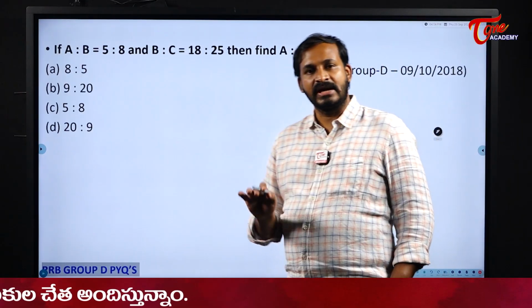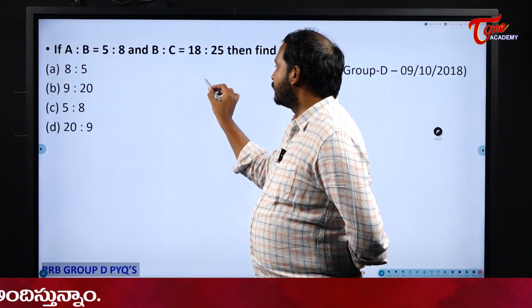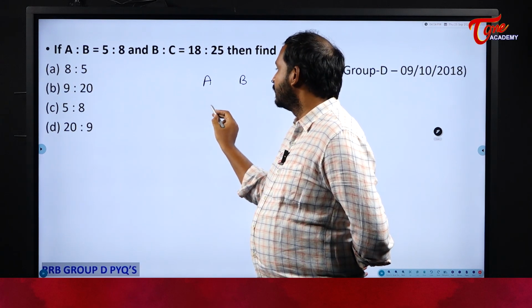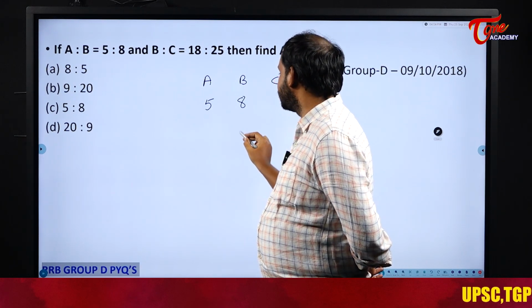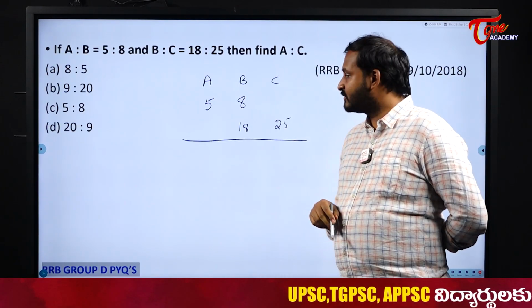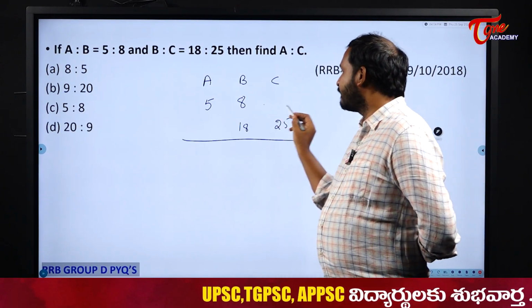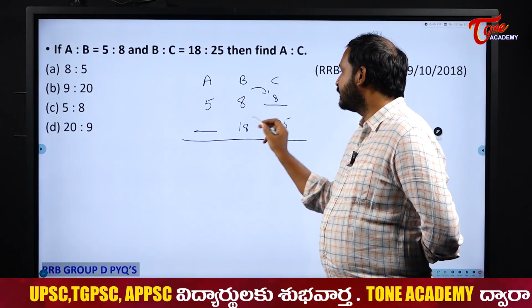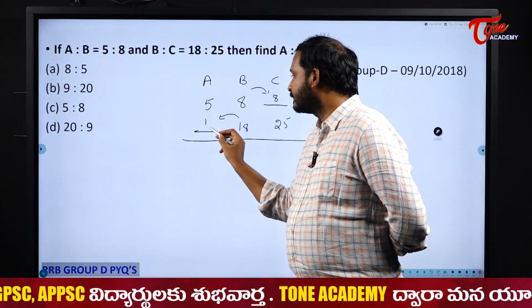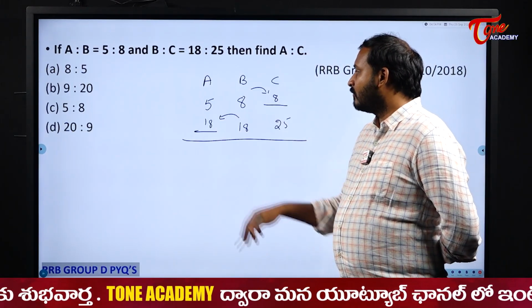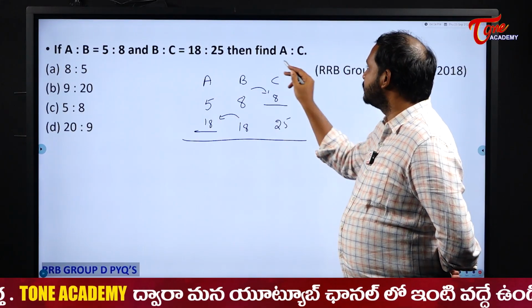And now see here, students, I will tell you a shortcut for your understanding. A, B and C, three elements are there. A:B is 5:8, sir. B:C is 18:25. So here there is a gap for me, here there is a gap for me. Fill it with the adjacent one. So it will become 8 and it becomes 18. Now they are asking us A:C.